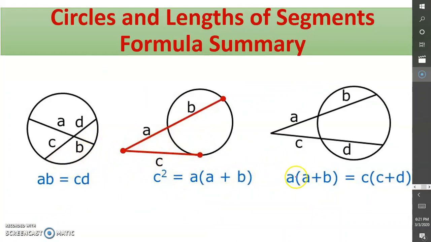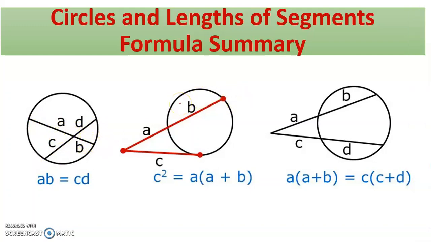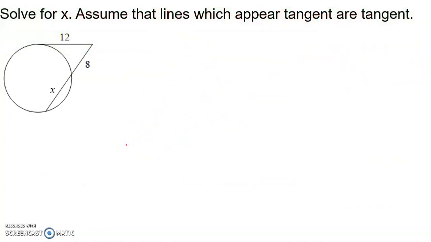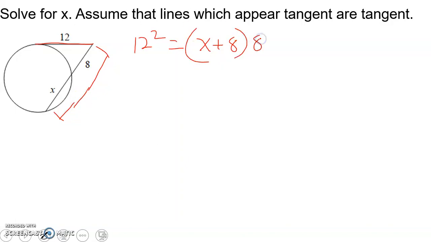Okay, remember the segment relationships. These are the 3 things you need to remember. Part times part equals part times part for the quadrilateral chords. Remember to use the whole segment, A plus B, not A times B: A plus B times the part that sticks out. Here, this is the tangent, so it's going to be 12 squared equals x plus 8, because we have to use the whole length, x plus 8, times 8, the part that sticks out.